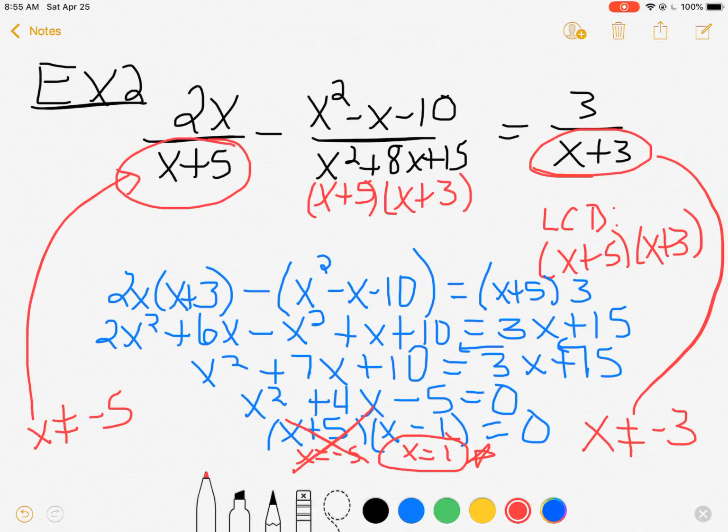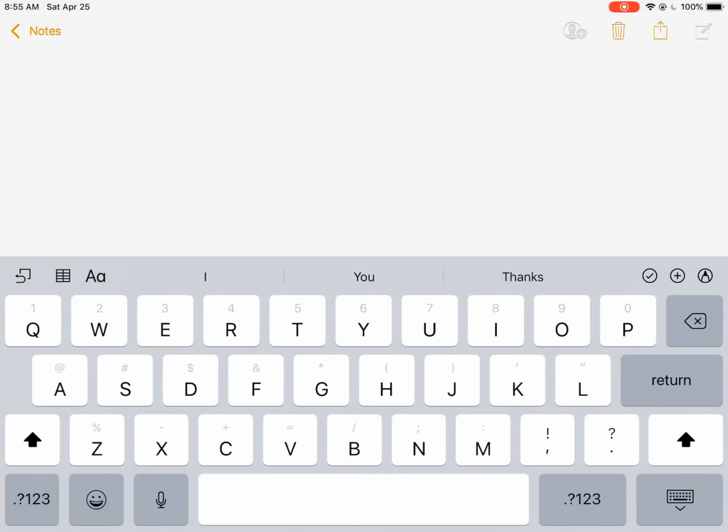All right, and then our last example that we're going to look at is example 6. Very similar. It's just going to be an inequality instead of an equality.